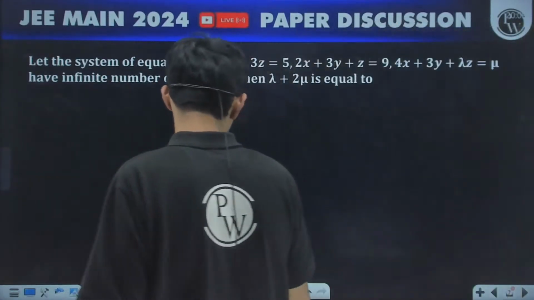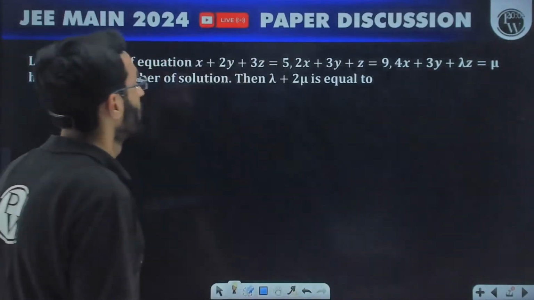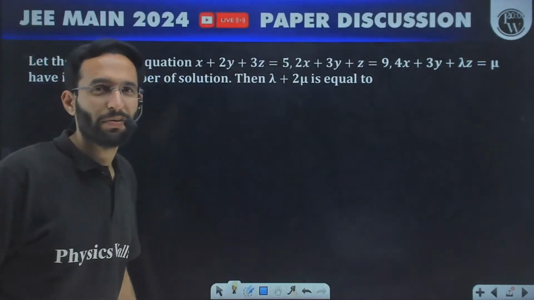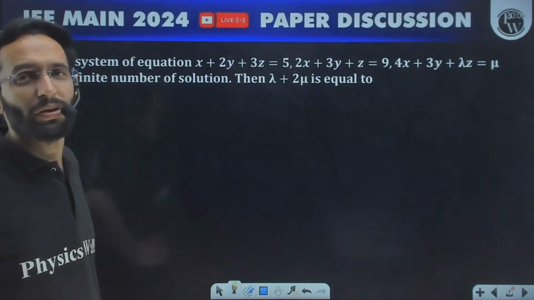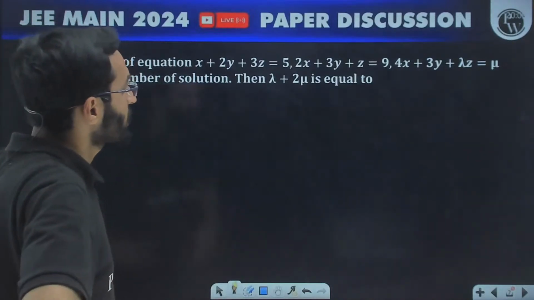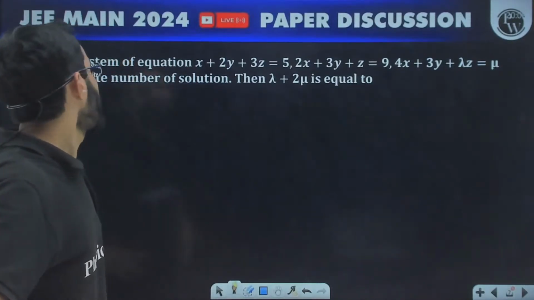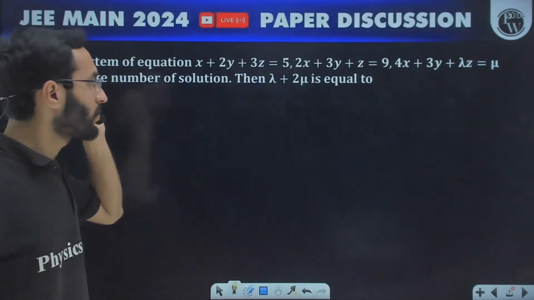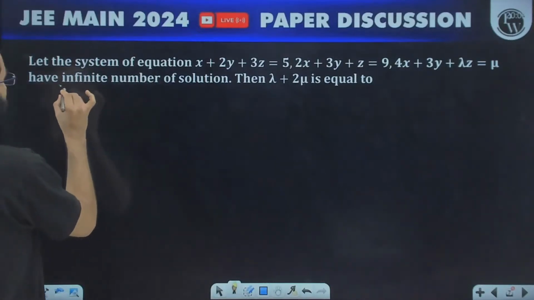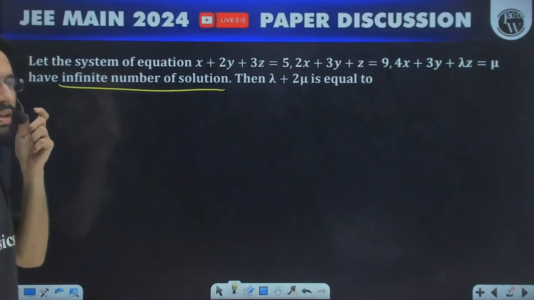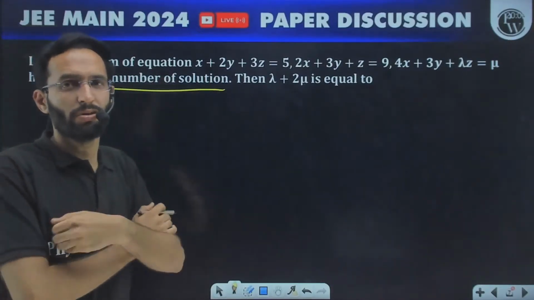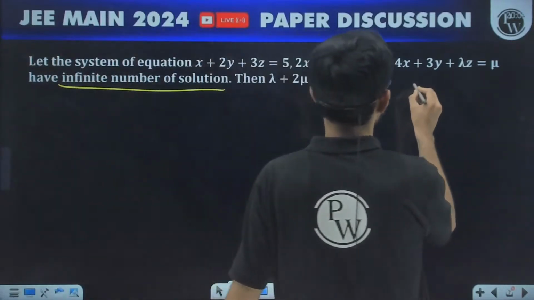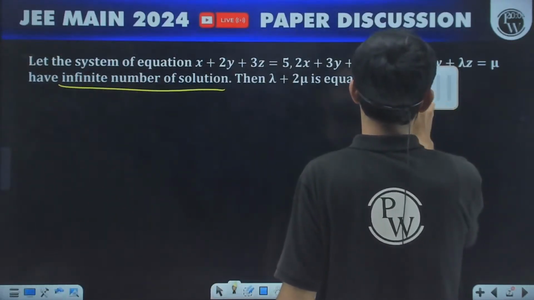Let the system of equations x plus 2y plus 3z equal to 5, 2x plus 3y plus z equal to 9, 4x plus 3y plus lambda z equal to mu have an infinite number of solutions. So it is a system of linear equations and it is having an infinite number of solutions. Then lambda plus 2 mu is equal to what? We need to find the value of lambda plus 2 mu.